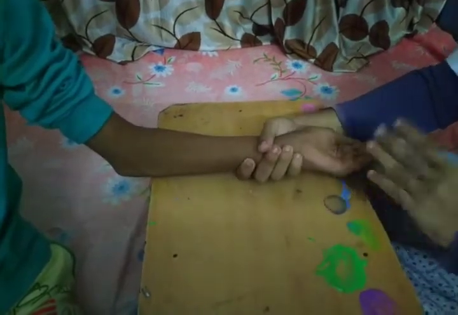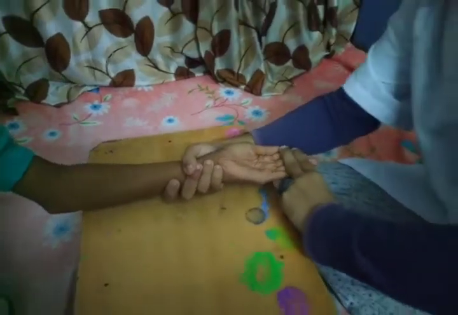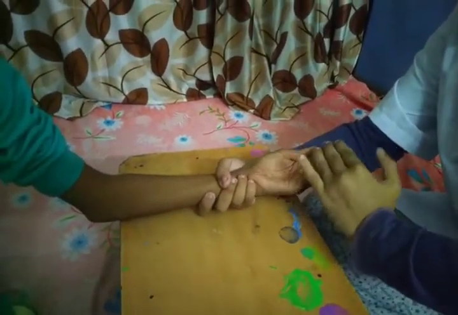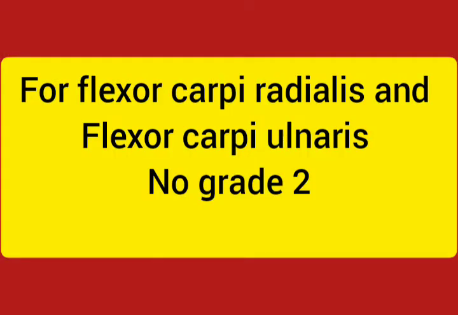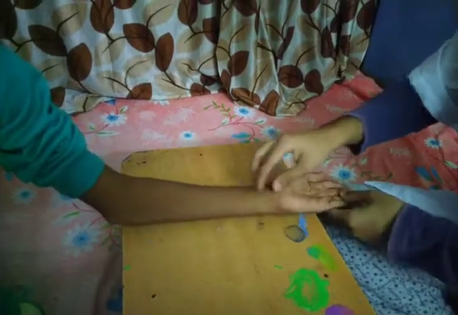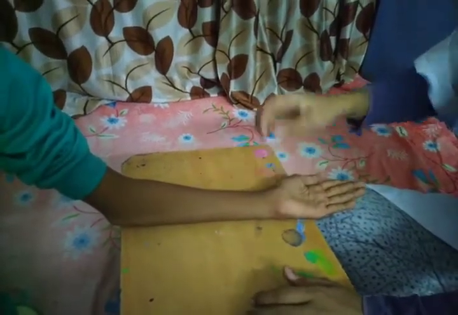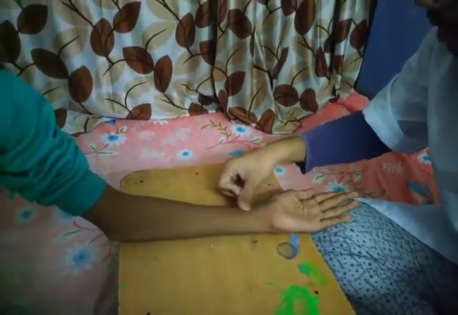Now, what will we do? At grade 4, minimum resistance. Maximum resistance, grade 5. Grade 1, you have to palpate, and grade 0. The same thing, that is vice versa for flexor carpi radialis.